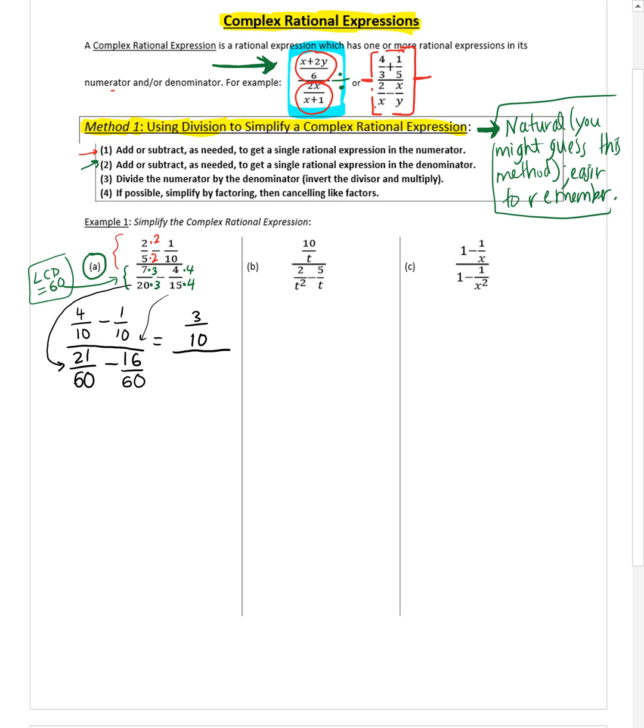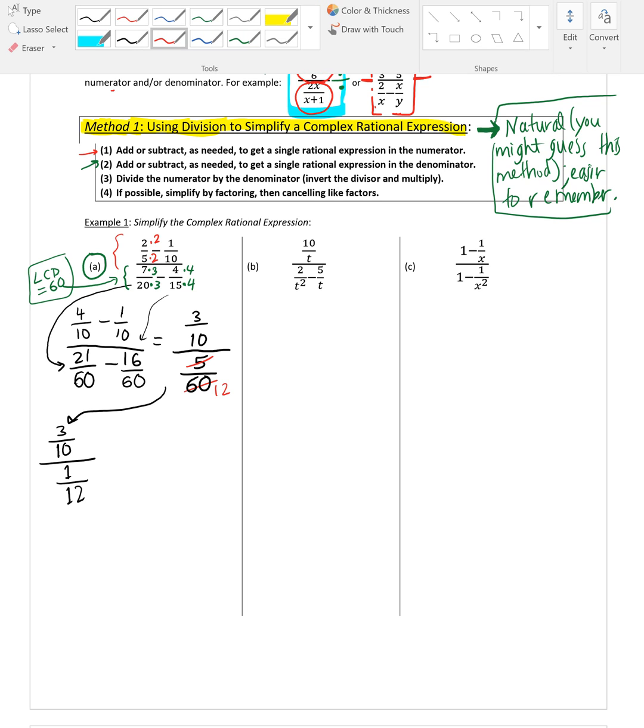Now that those have the same denominator, I'm able to subtract them. 21 minus 16 is 5 over 60. And actually, that reduces, so I'm going to take an extra step and reduce that. 3/10 on the top does not reduce, but 5 over 60 reduces to 1 over 12, I believe. 12 times 5 is 60. Yeah, so we reduce that guy. 5 goes into 60 12 times.